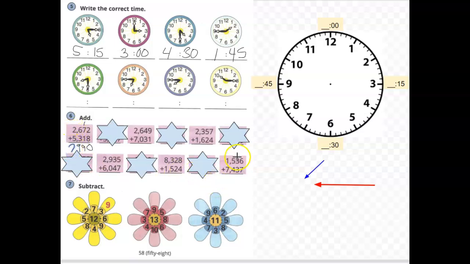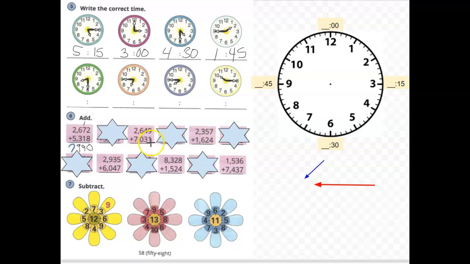Okay? Remember, you have to start all the way to the right in the ones column when you're adding, not in the thousands column. I'll do this one with you, and then you're going to finish these by yourself. We've been practicing these for a while now. You should be getting those kind of down, right?